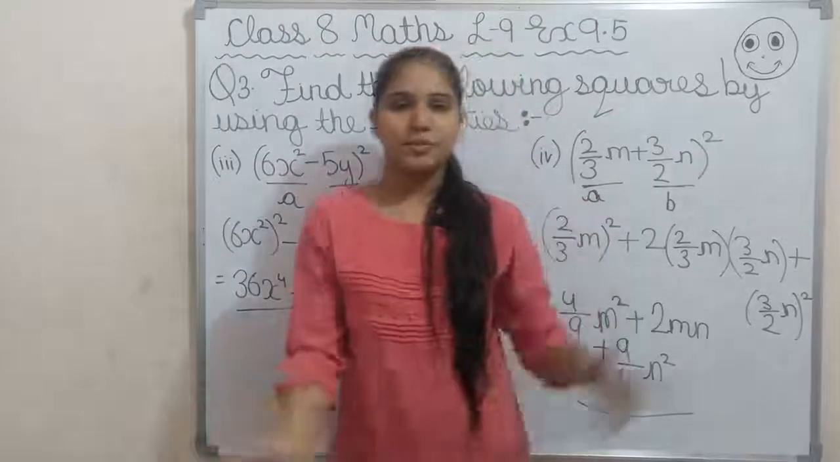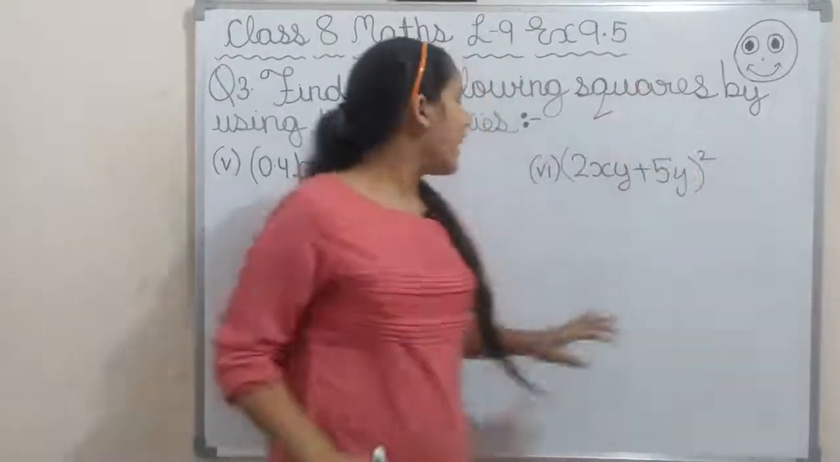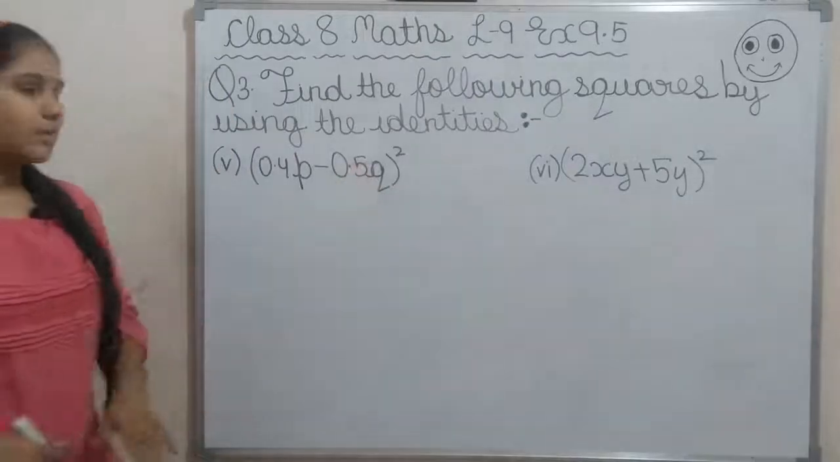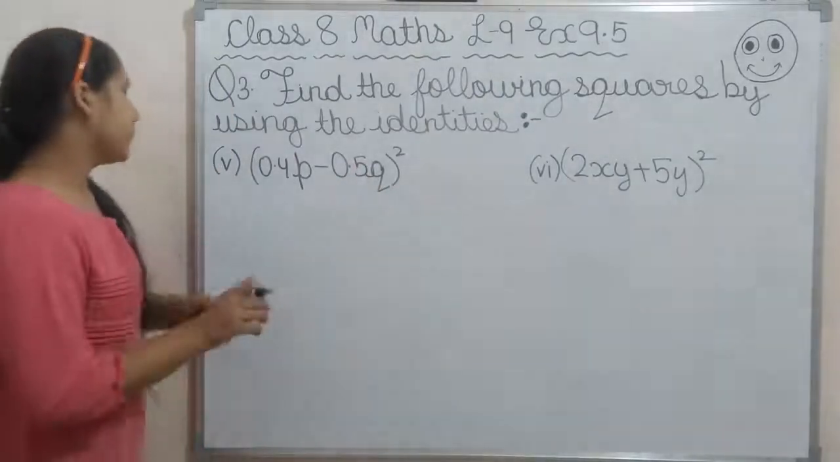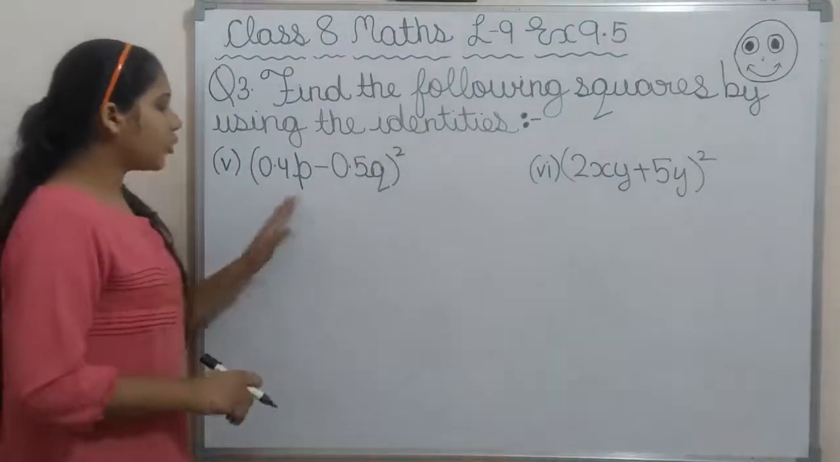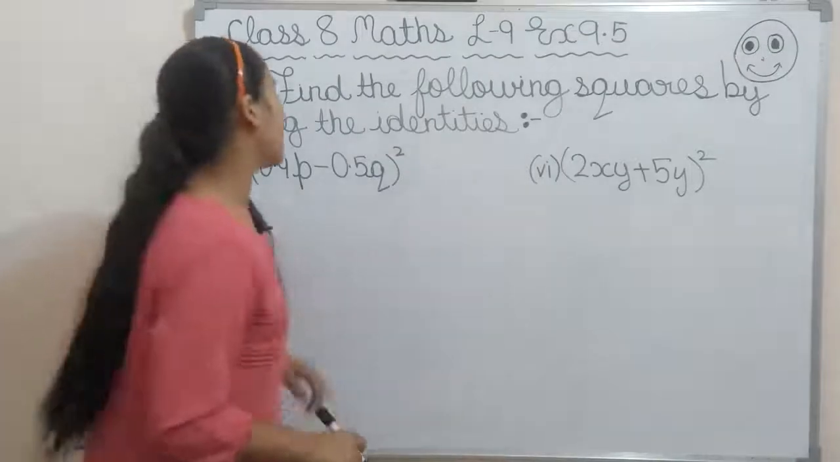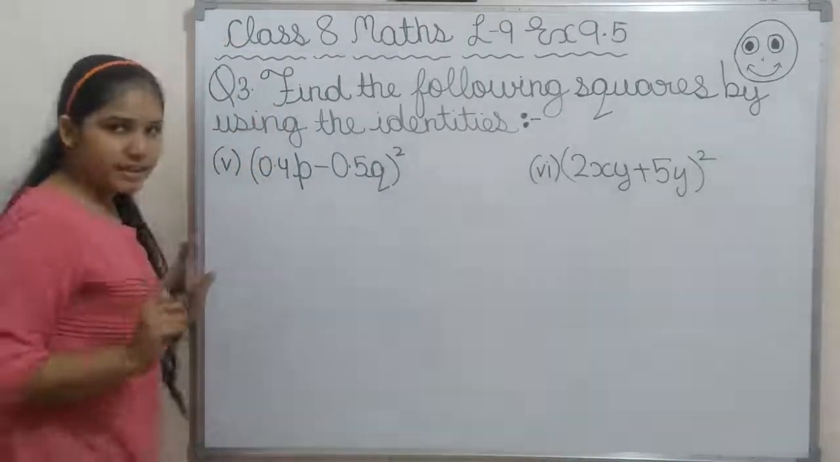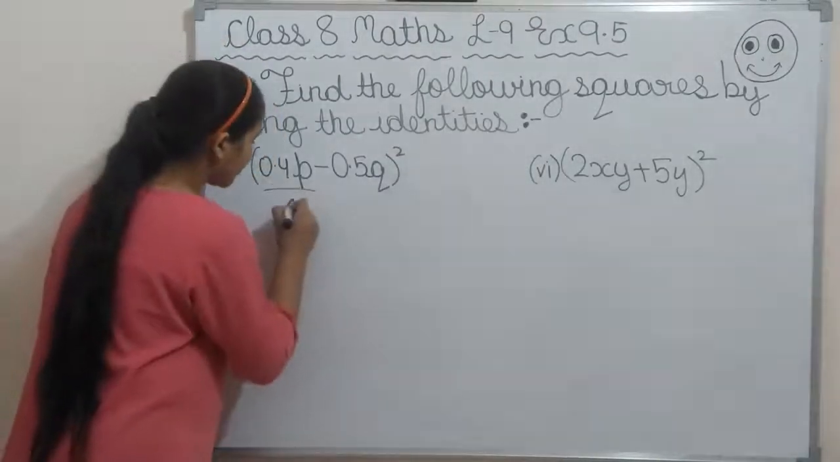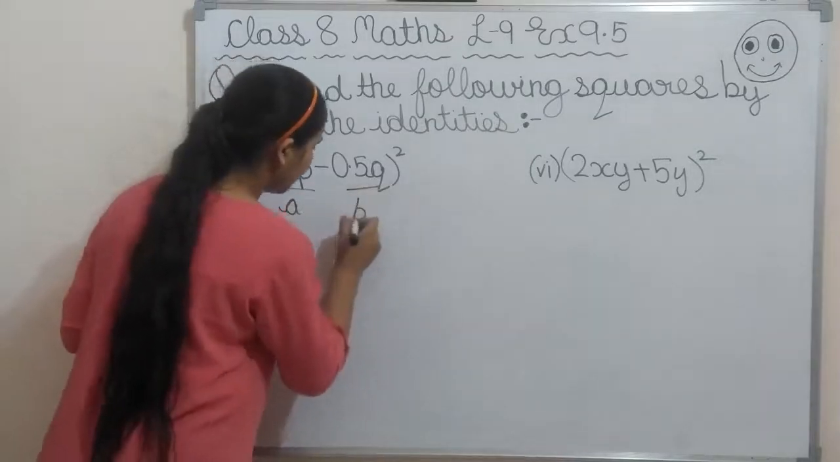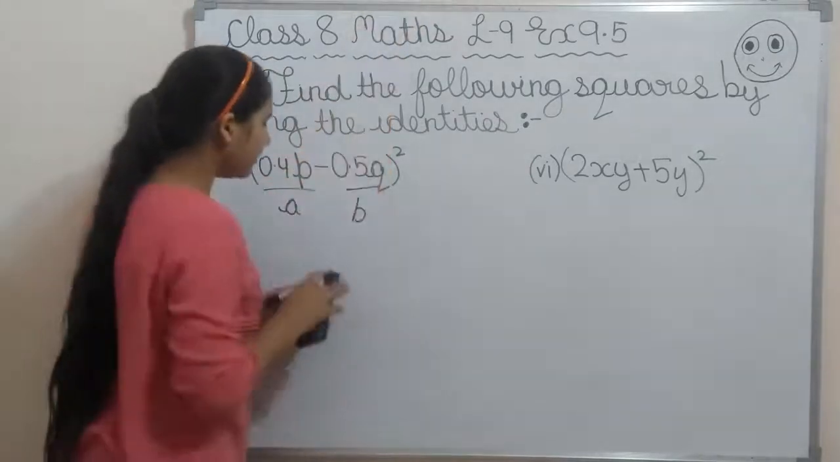So let's come to the 5th part. Yeah, so this is the 5th part in 6 parts. So 6th part is last. So let's do it. So 5th part is (0.4p minus 0.5q) square. So which identity? Minus means second one. So first we'll write it, this represents A, this represents B.